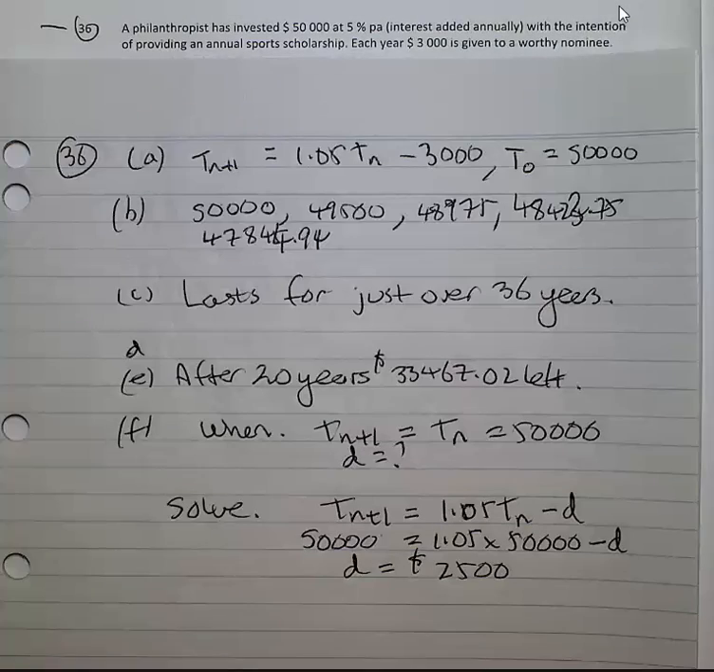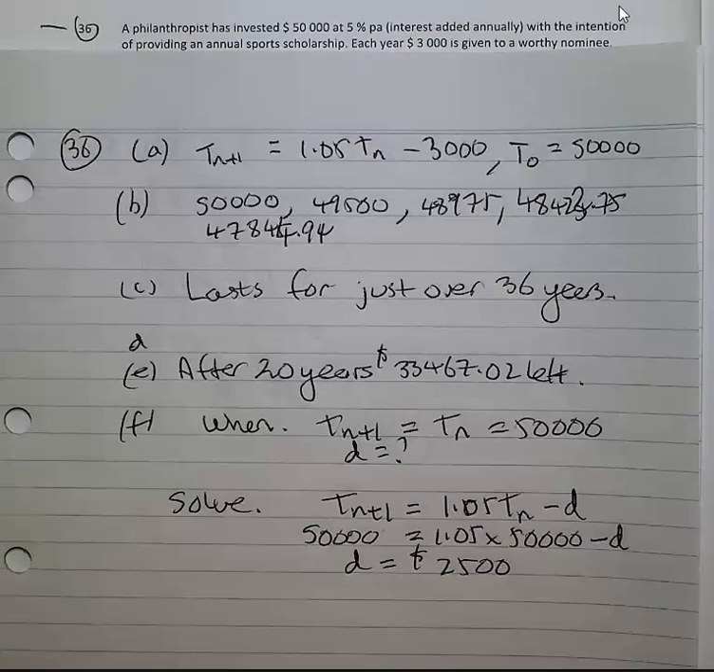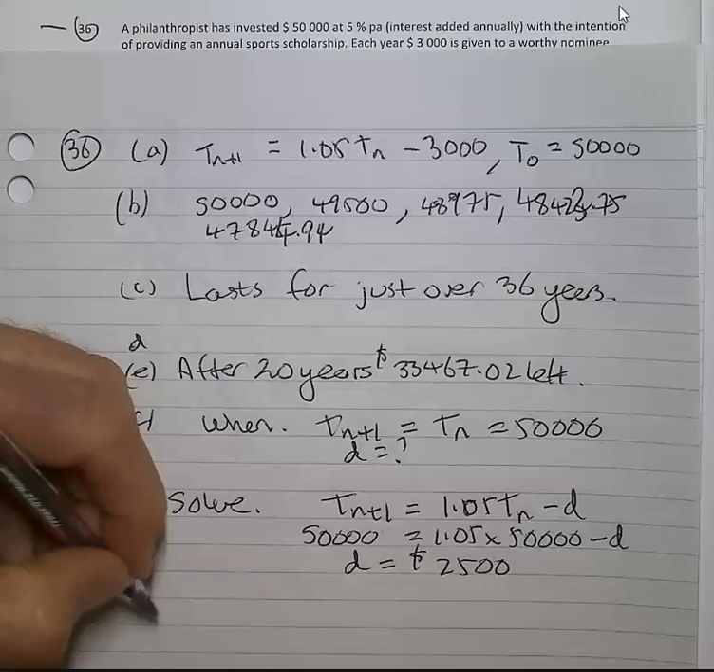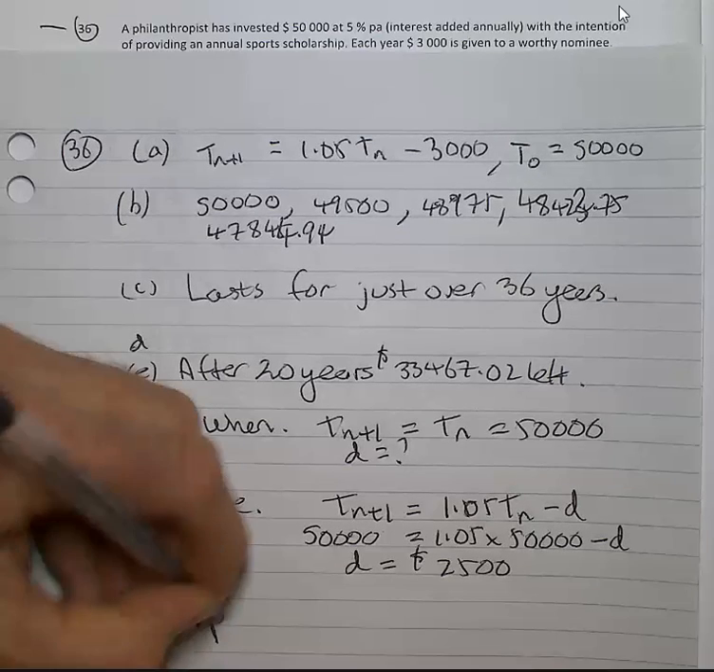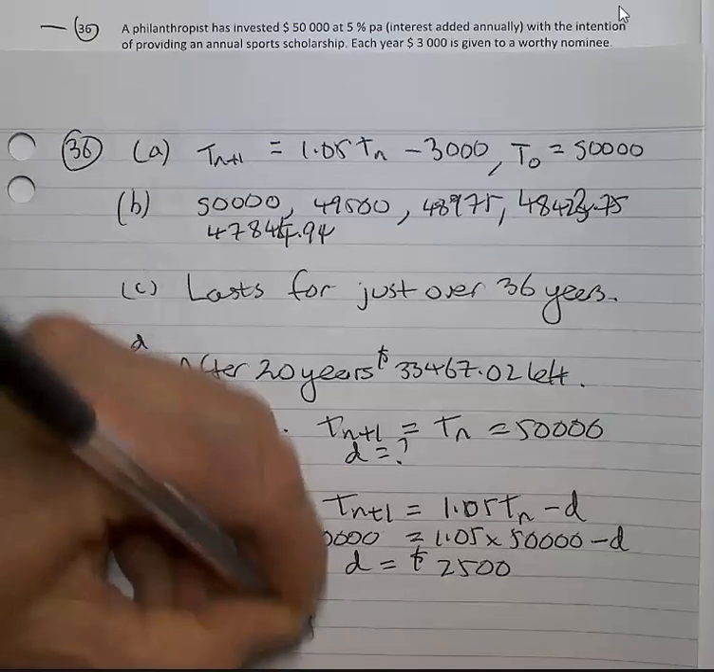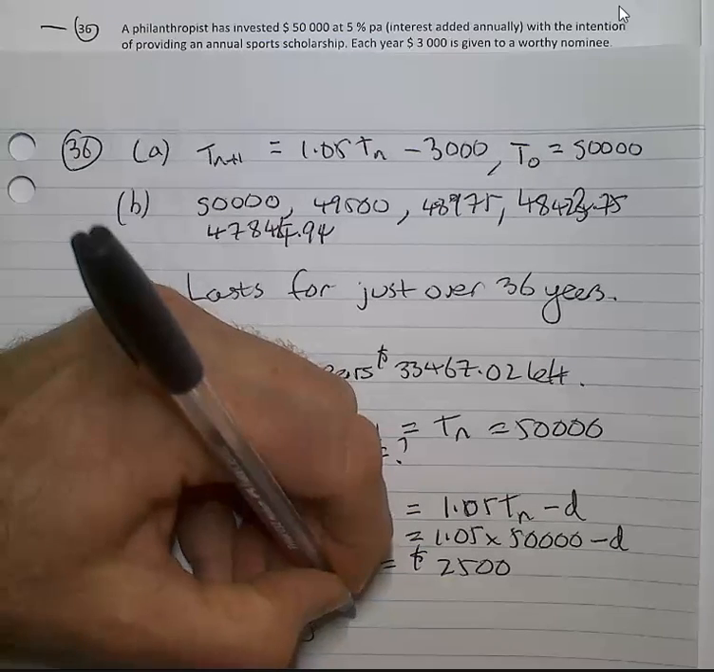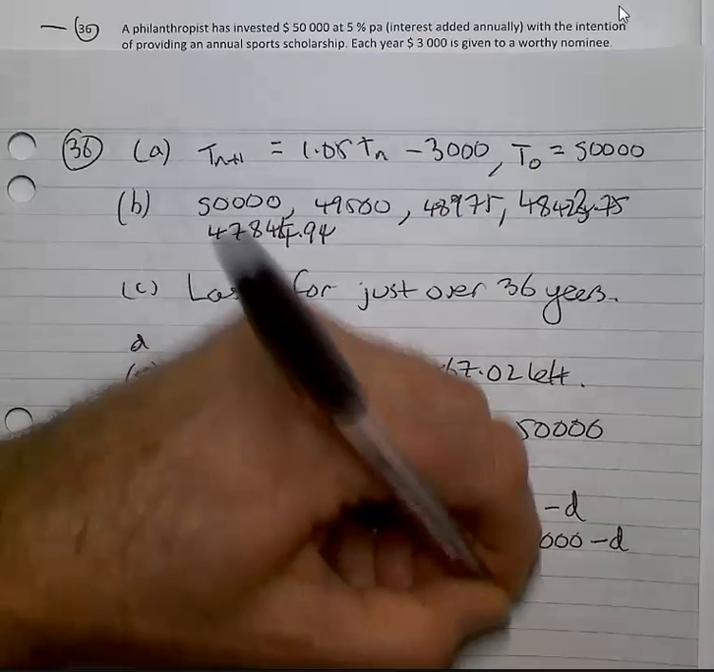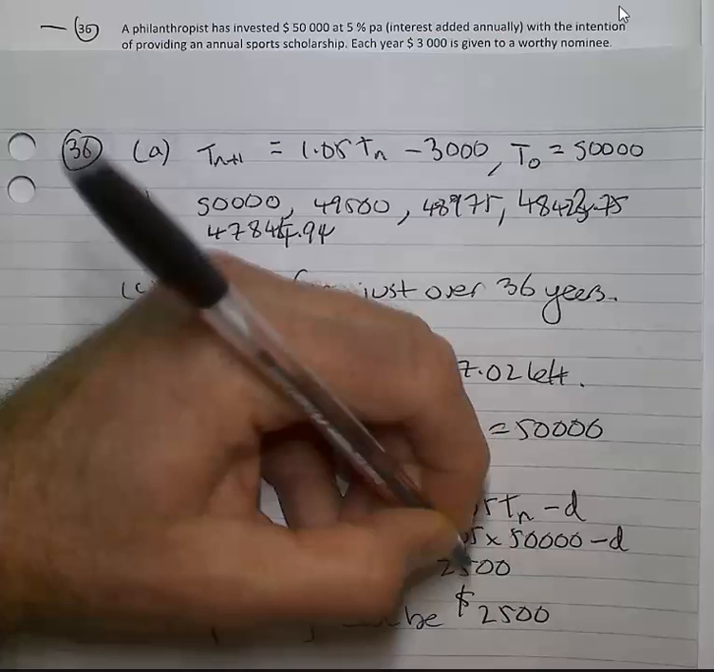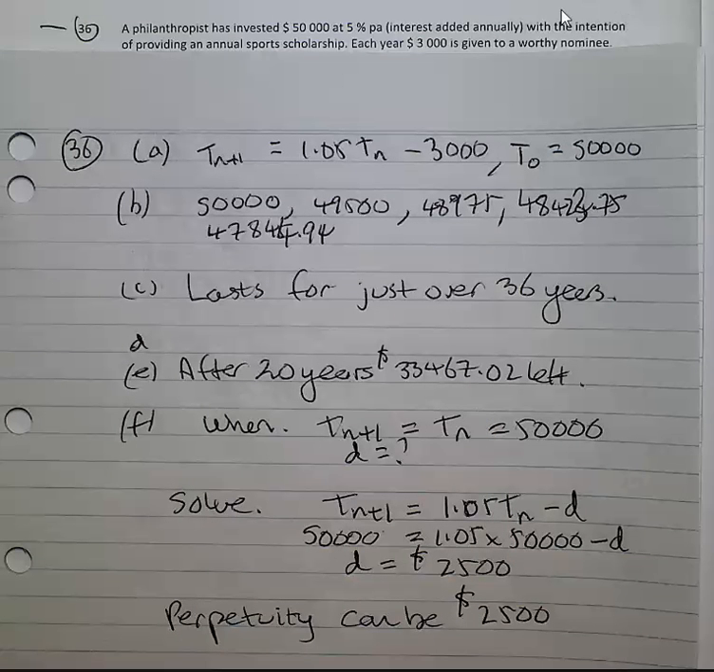So in other words, the annuity, or I should say the perpetuity, constant amount that can be pulled without affecting the balance, can be $2,500. That's an equilibrium scenario.